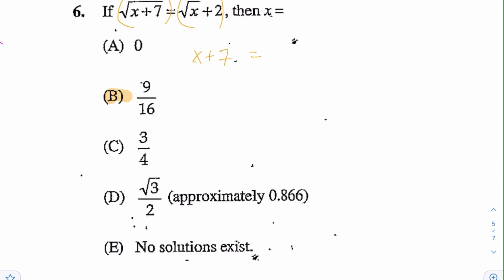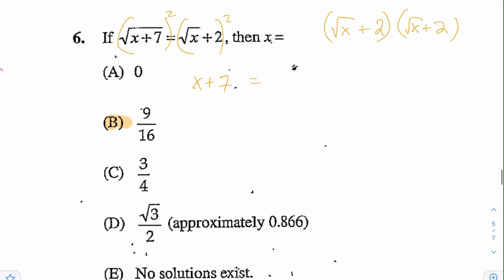And on the right side, you actually have to FOIL. So when you FOIL this, you will have square root of x times the square root of x, which is just x. Then square root of x times 2, or 2 root x. The inner term is also 2 root x. And the last term is plus 4. So this will be x plus 4 plus 4 root x.